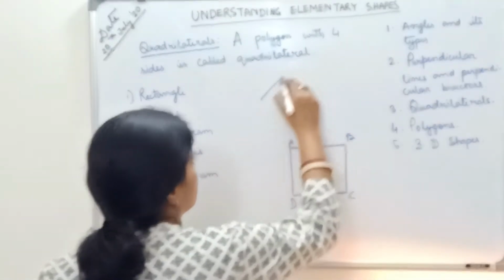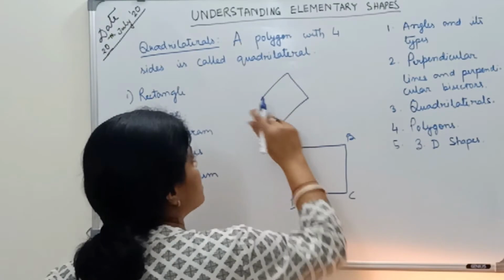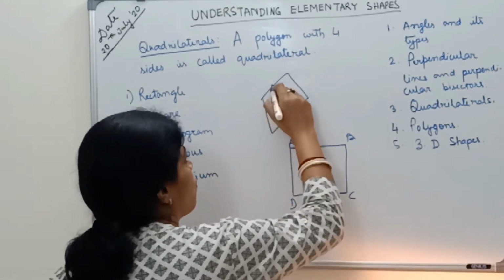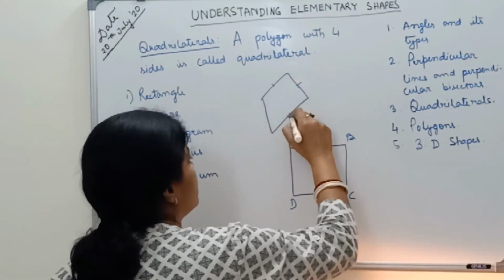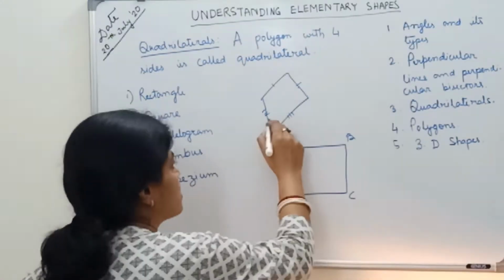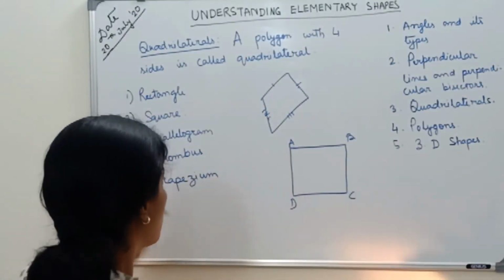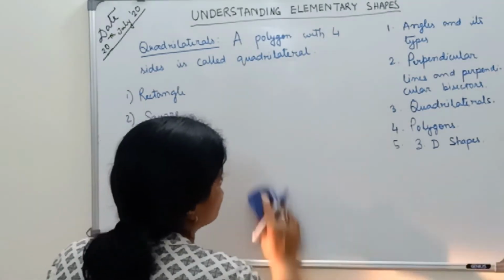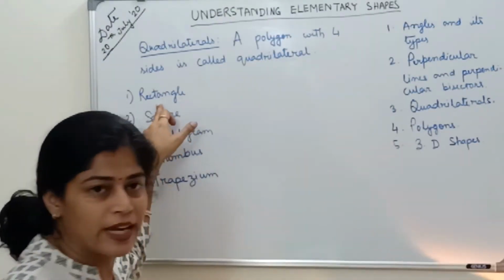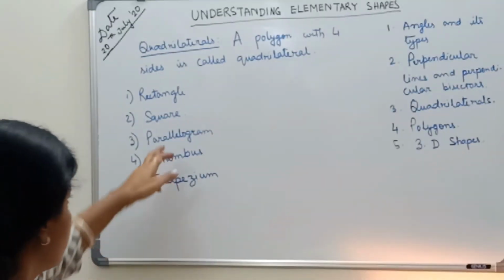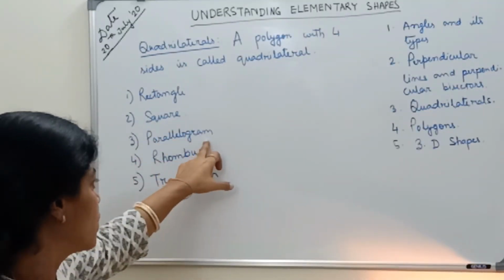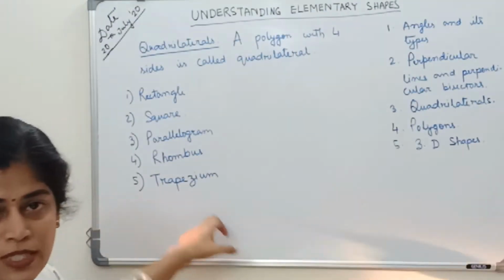If I draw another one, it is also having 4 sides: 1, 2, 3, 4. So it's also a quadrilateral. Now, what are the various types of quadrilateral? Rectangle is a quadrilateral, then square, then parallelogram, then rhombus, then trapezium.